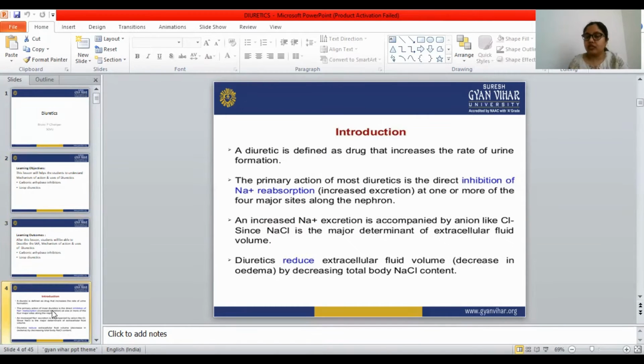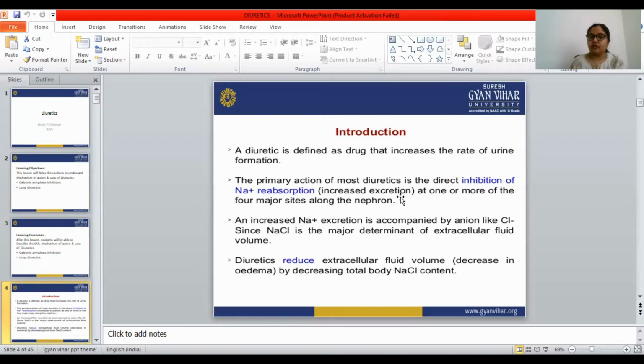So, what are diuretics? A diuretic is defined as a drug that increases the rate of urine formation. The primary action of most diuretics is the direct inhibition of sodium reabsorption, which increases the excretion.